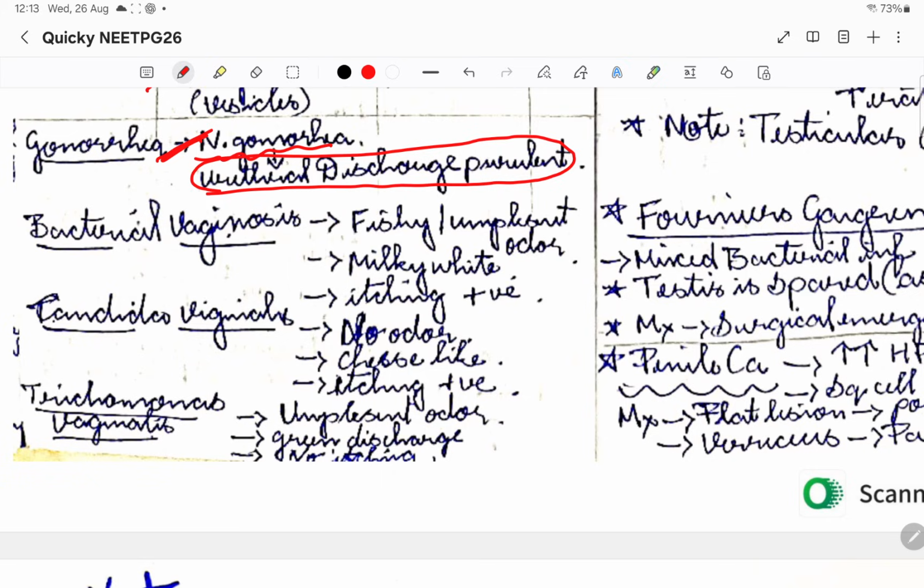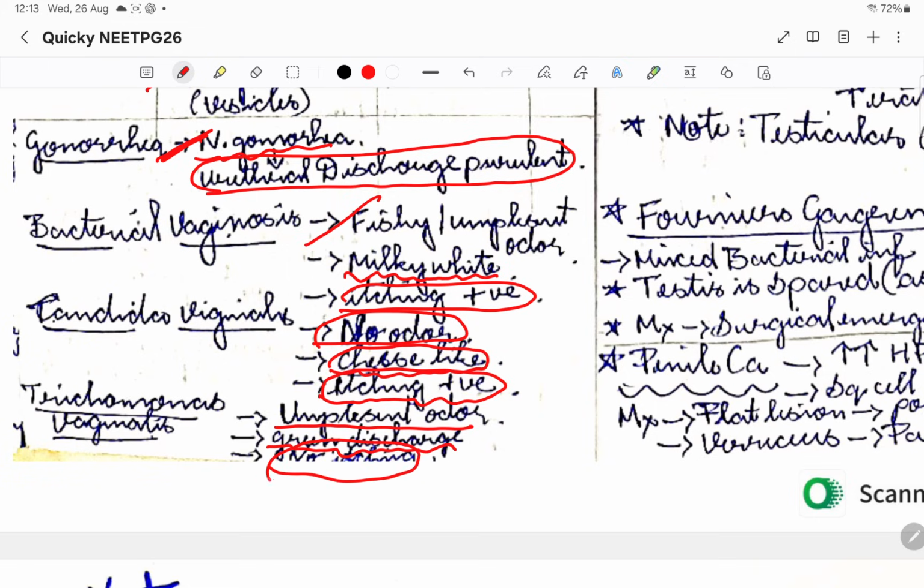Okay, so bacterial vaginosis, there will be fishy and unpleasant odor. The discharge will be milky white. Okay, itching will be positive in case of bacterial vaginosis, whereas in candida there will be no odor. This is a fungal infection, so there will be no odor. Cheese-like material will be there. Here also it is white only, but itching will be positive here, just like bacterial. Whereas trichomonas vaginalis, here also it is unpleasant odor, just like bacterial vaginosis, whereas the discharge will be greenish, and there is no itching. Okay, so compared to the other two, there was itching, whereas here there is no itching.